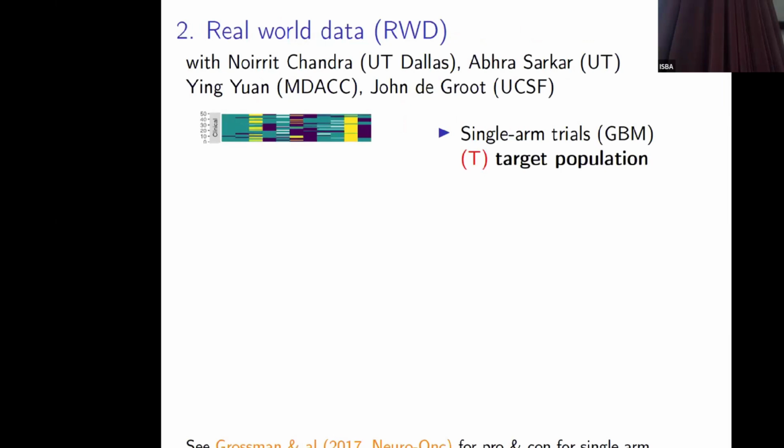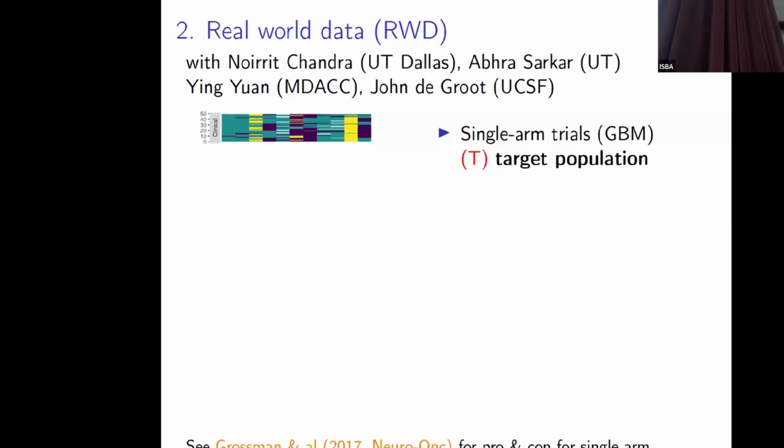So this is the first example on the title slide. Using real-world data to create a synthetic control cohort for a single-arm trial. That's a very popular theme. This afternoon in the Bayesian biostat meeting, we'll probably hear more about the same thing. This is joint work with Noel Chandra, who is here at the conference from UT Dallas, Abra Sarkar, my colleague from UT Austin, Ding Yuan at MD Anderson, and the group at UCSF.